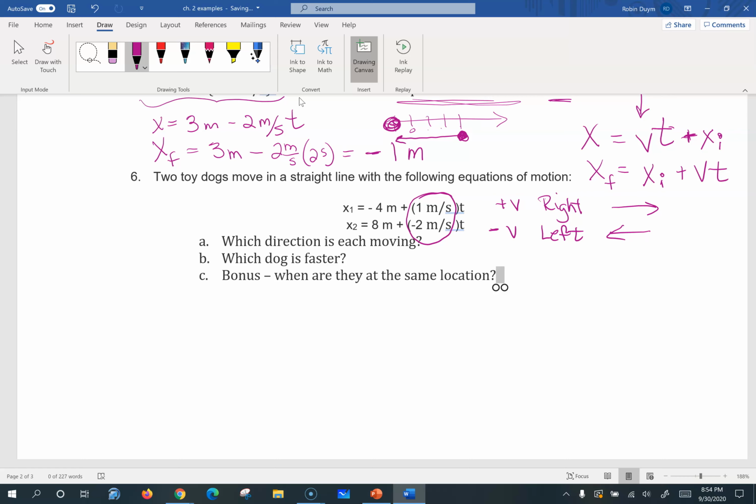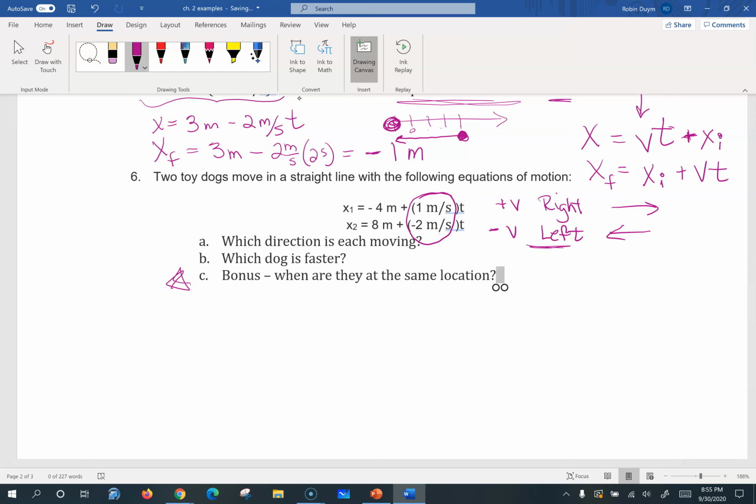Which dog is faster? Well, you're going to look at the velocity term again. Whichever one has a bigger number is going to be moving faster. So obviously, even though he's moving to the left, he's still going faster than the dog that's moving to the right, because he's got -2 and he's got +1.